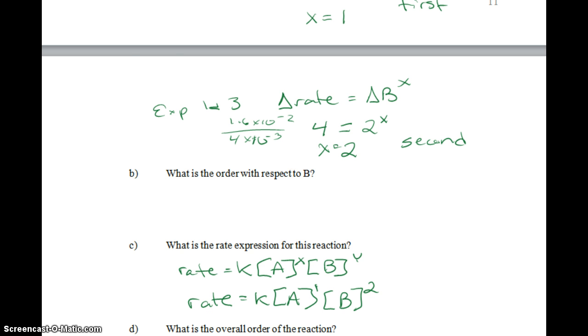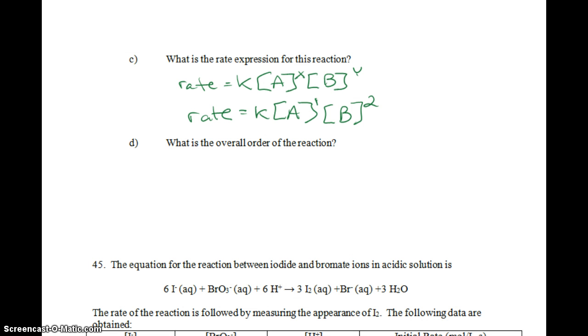Then the final question here is, what is the overall order of this reaction? Now the overall order is equal to the sum of the order of the reactants. So in this case, the overall order is going to be equal to 1 plus 2. And it's the sum of all of the orders of each of the reactants. And so in this case, the overall order is third order. And that's how you do these rate law problems.